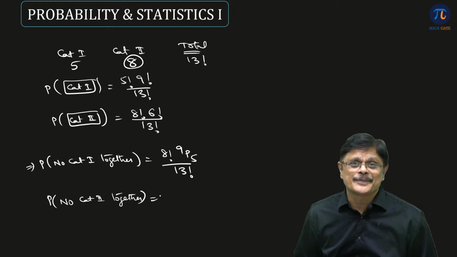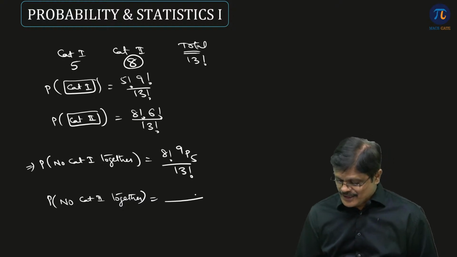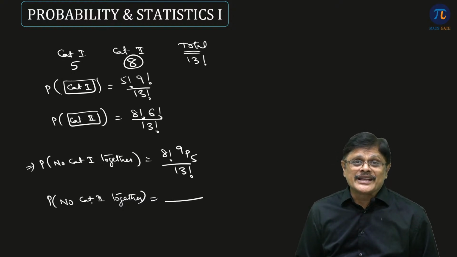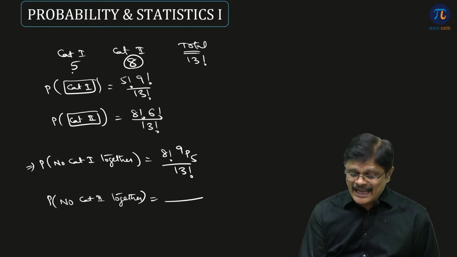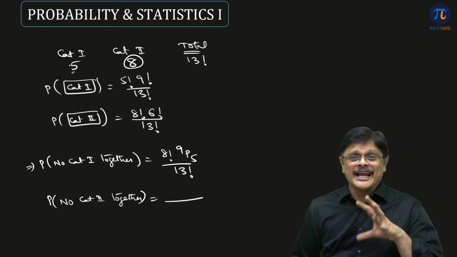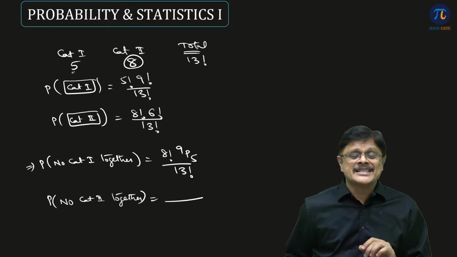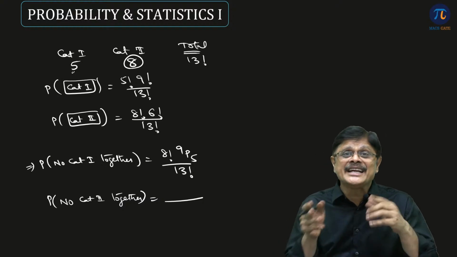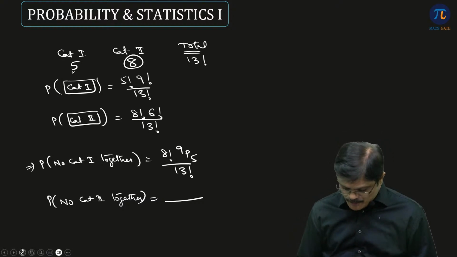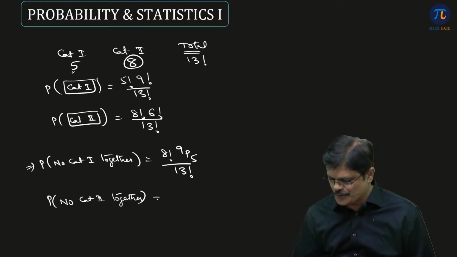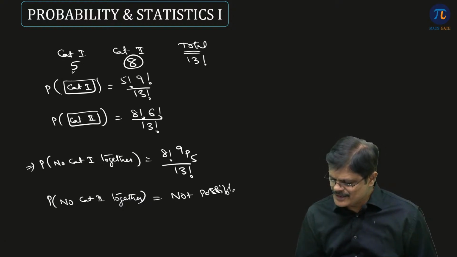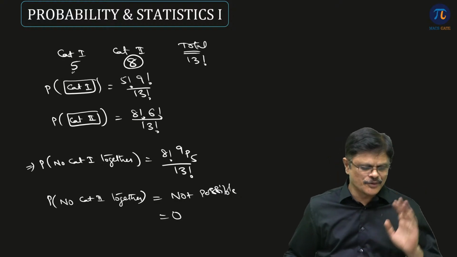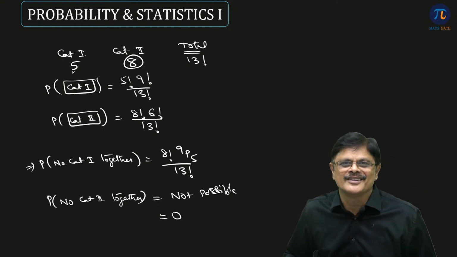But look at this now. No category 2 together. So these are not having any restriction. You can arrange them in 5 factorial ways, but there are only 6 gaps. How can you arrange 8 in 6 gaps? It is not possible. So the probability for this is 0. Not possible, impossible event. It is not possible at all.